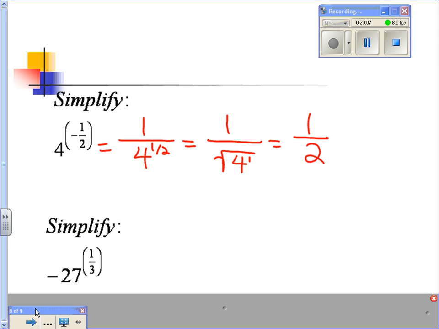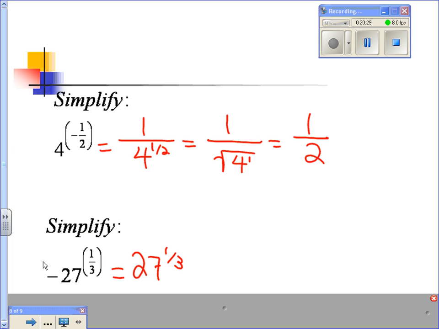It's a negative inside of parentheses. If it was like this, you couldn't. But the negative, you ignore the negative until the end. Okay? So we're going to just look at 27 to the 1/3 for now. We're not going to look at the negative. We'll add it in later.